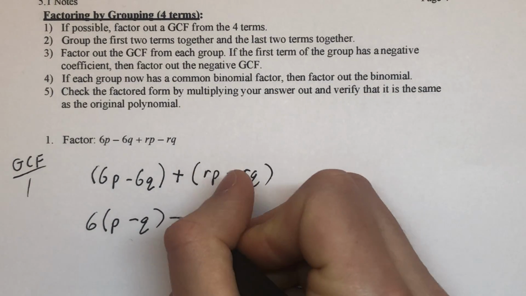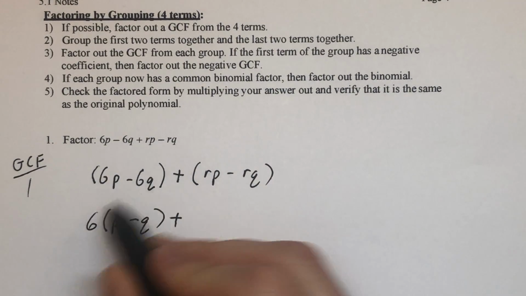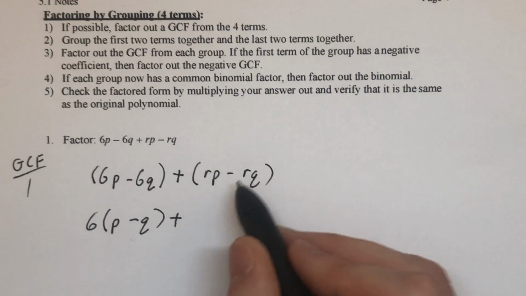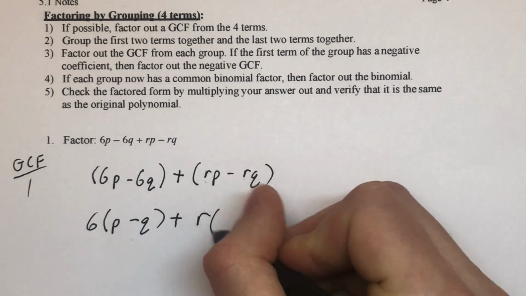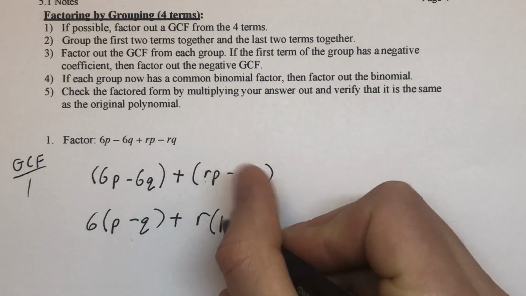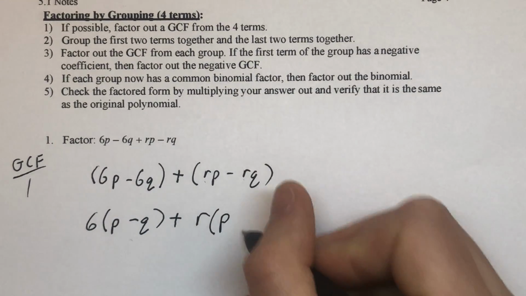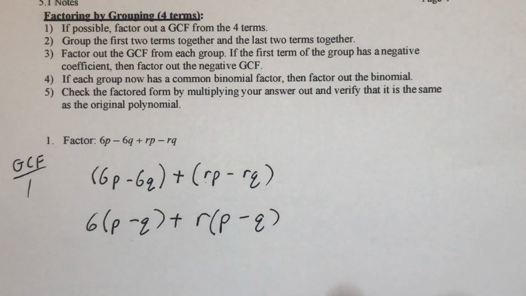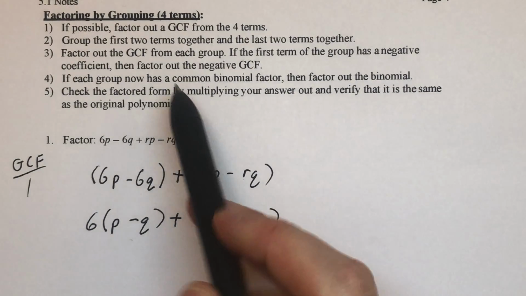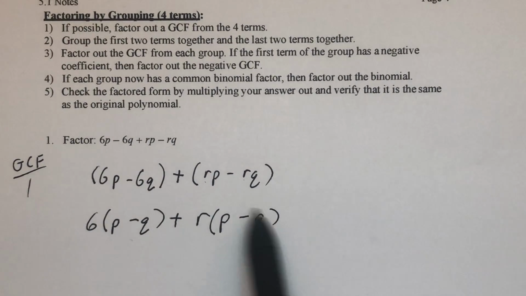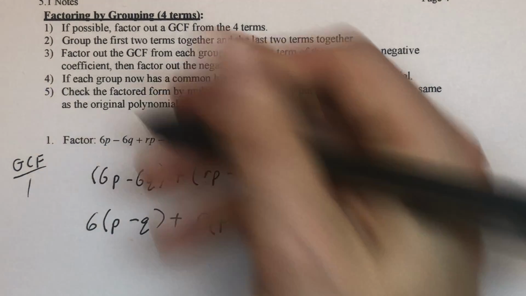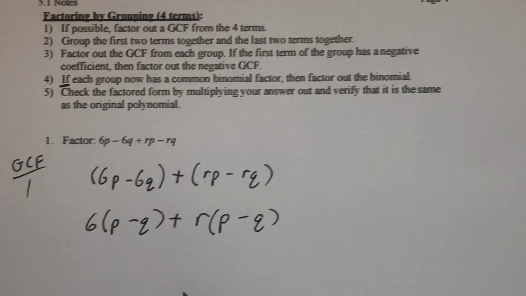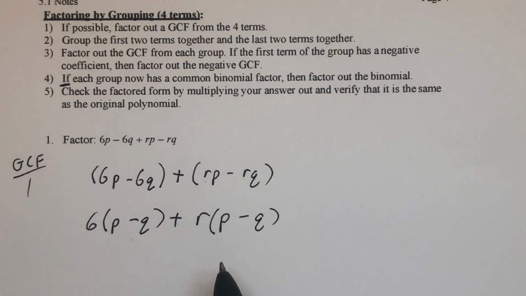Now this plus sign is still there, separating this from this other group of 2, where their GCF is an r, factoring out the r, and again, r times what is rp? Well, that'd be p, and r times minus q to get minus rq. So that's the step of factoring out the GCF of each group of 2. Now, it says here in step 4, if, and that is the key word here, if each group now has a common binomial, then factor out the binomial.